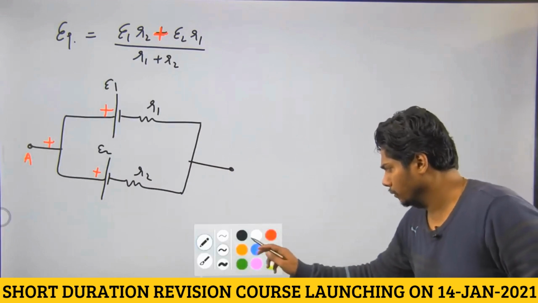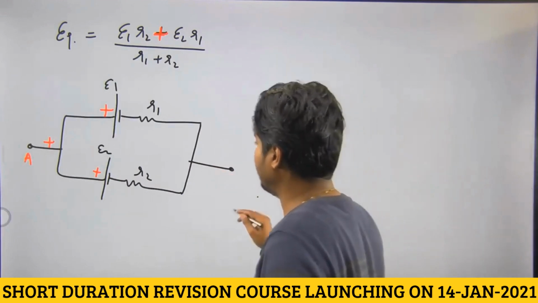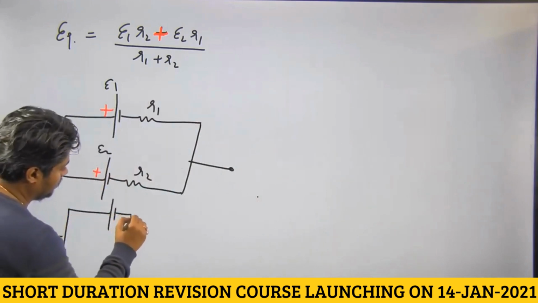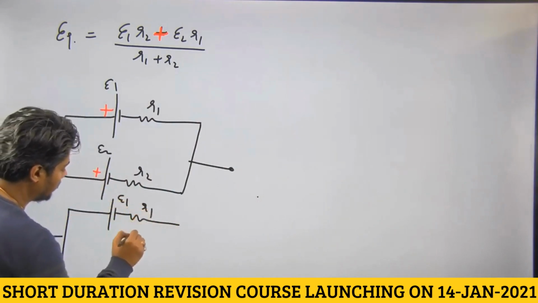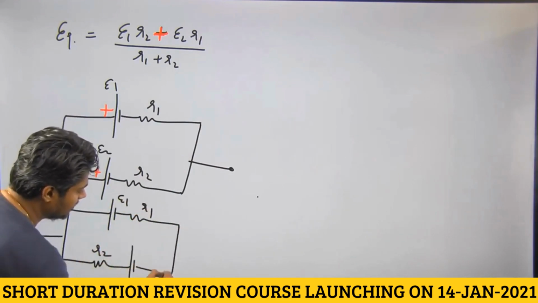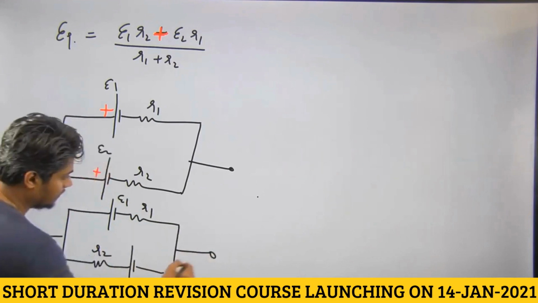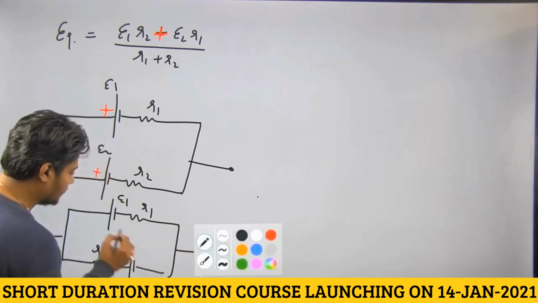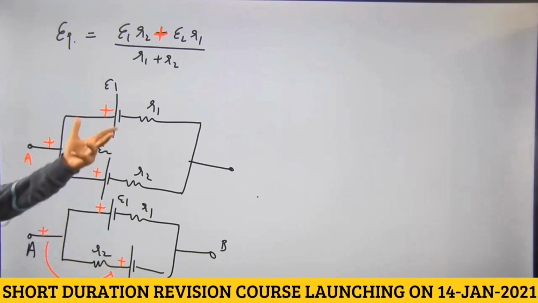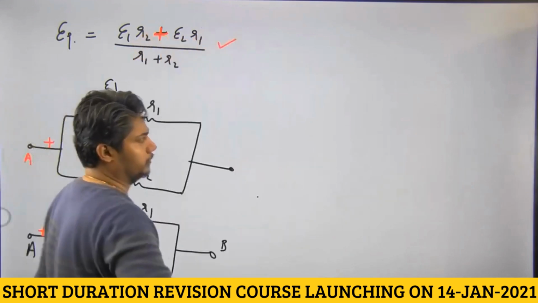You can also rearrange it. Let's say this is E1 R1, and suppose I put R2 here and E2 here, it doesn't matter. This is A, this is B, and still you can see the positive terminals are both connected to the left side. For both, the positive side is connected to the left one, that's why in both cases we will have plus.